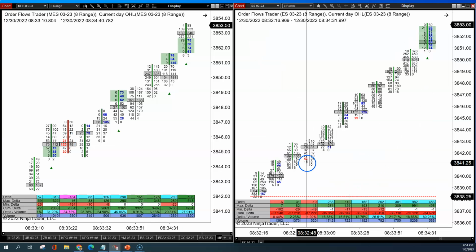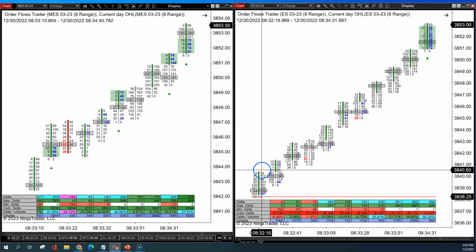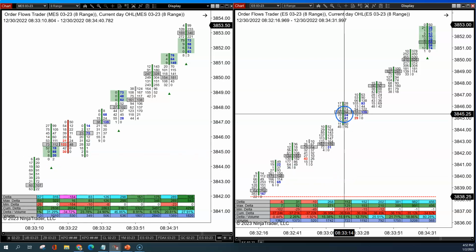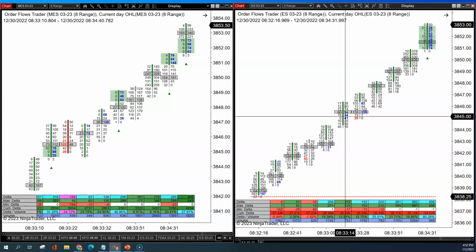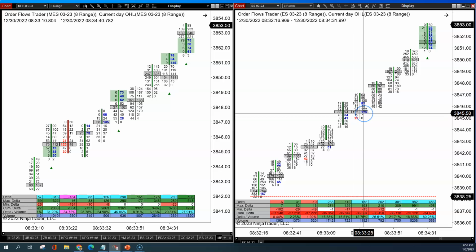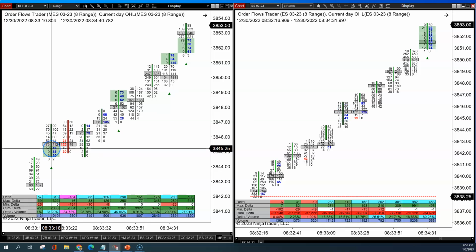So on the MES, at 833.16, we had a nice stacked buying imbalance. At 833.14, you don't have a stacked buying imbalance on the ES, although you do have 2 imbalances. And then in the next bar, you get an imbalance coming in, where it should have been in the previous bar. But you have a stacked imbalance.